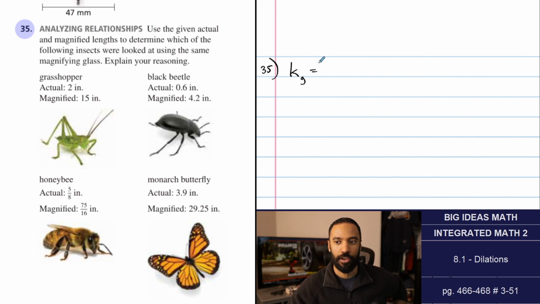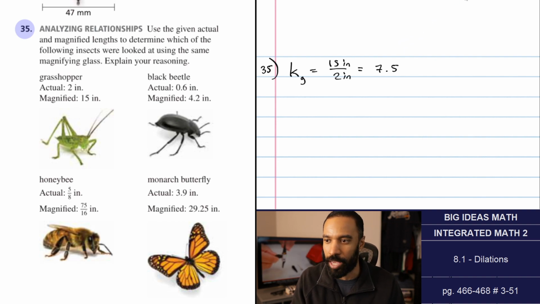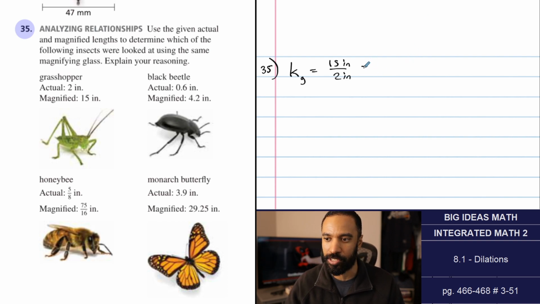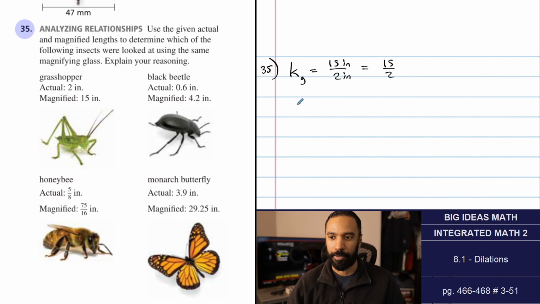The scale factor of the grasshopper is 15 inches over 2 inches. And by the way, this answer is not in inches. I'm going to actually come up with the decimal equivalents this time, just so I can compare them properly. Unless they don't actually, look at some of these. Okay, maybe not. Let's just write them as fractions. 15 over 2. I'm going to go non-calculator on this one. All right, there's the grasshopper.